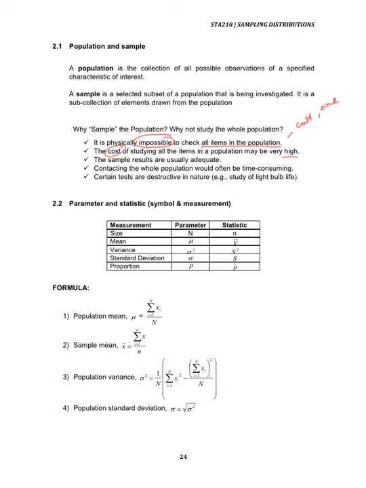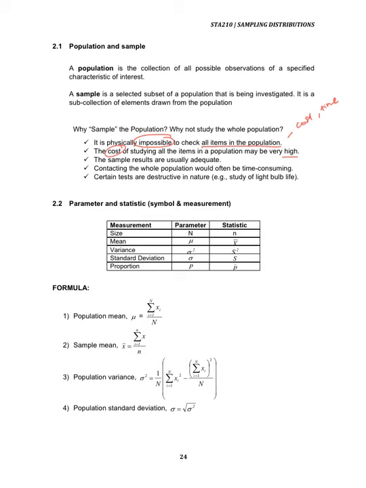Contacting the whole population will often be time consuming. We already touched on cost and time. And then certain tests are destructive in nature, for example, a study of light bulb life. Sometimes it is difficult to handle our population, so there is no need to check every item. For example, with the light bulbs, we just select a sample and then we say that all the bulbs are okay.